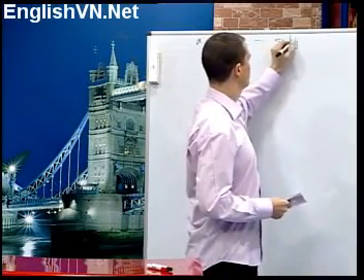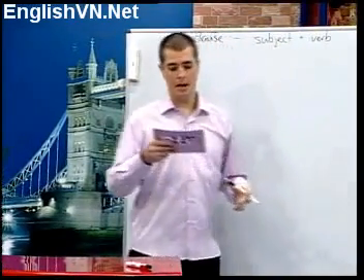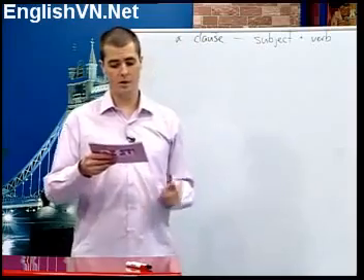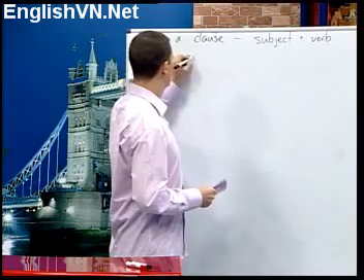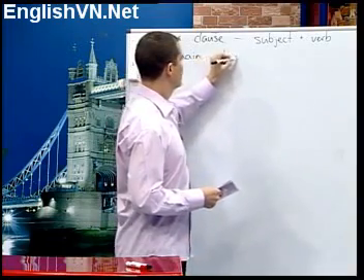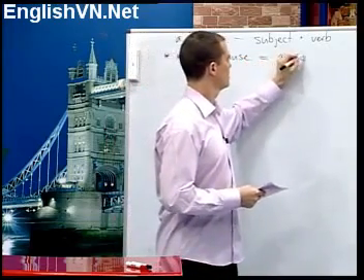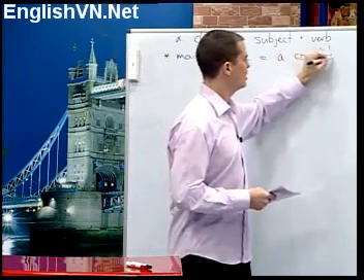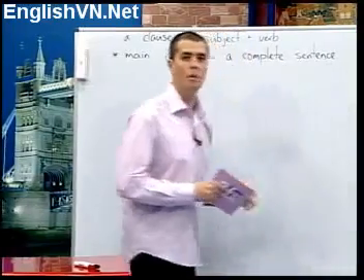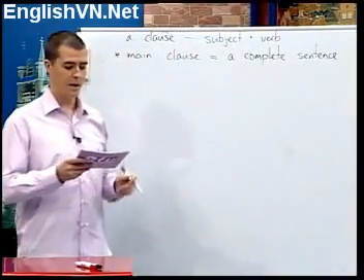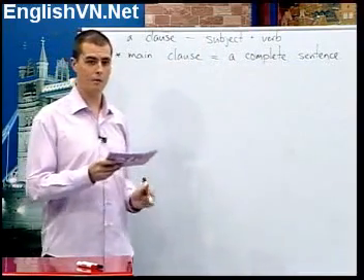Subject and a verb. It must have a subject and a verb. And there are different kinds of clauses. We have a main clause, okay? Main clause. This is a complete sentence. It doesn't need anything else. It can exist all by itself. It's a main sentence. It has a subject and a verb because it's a clause. And here are two examples of main clauses.